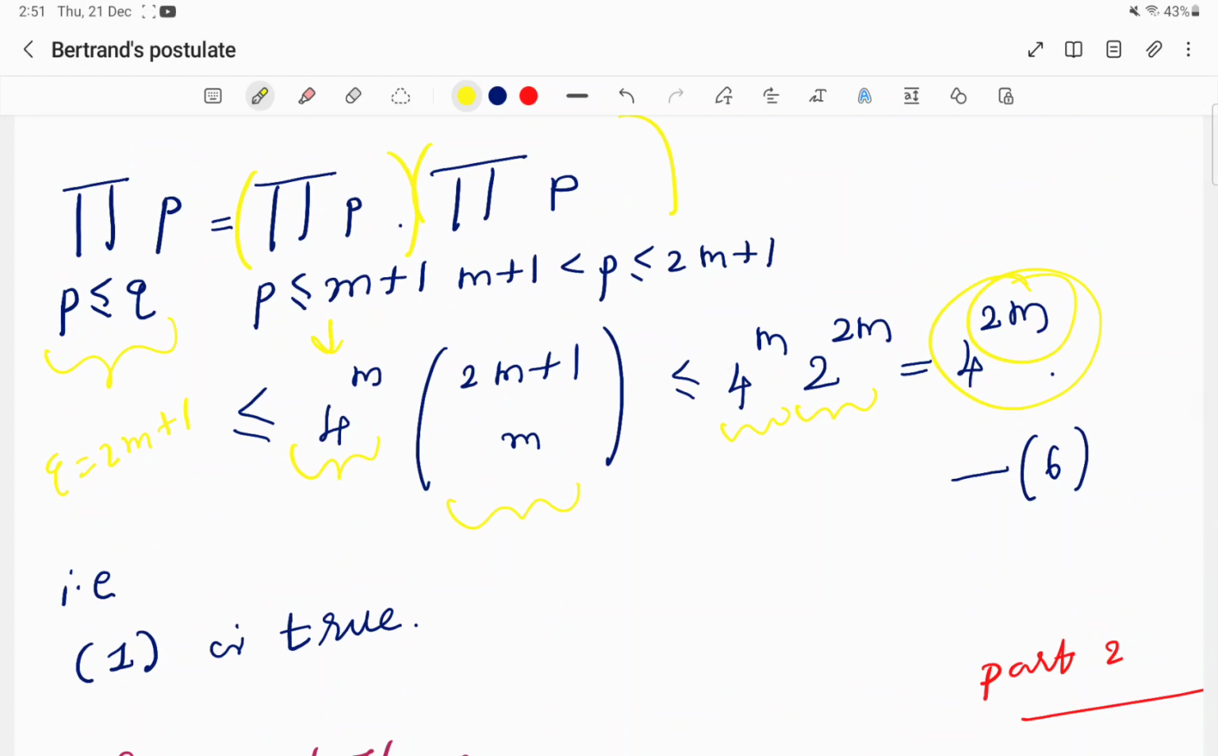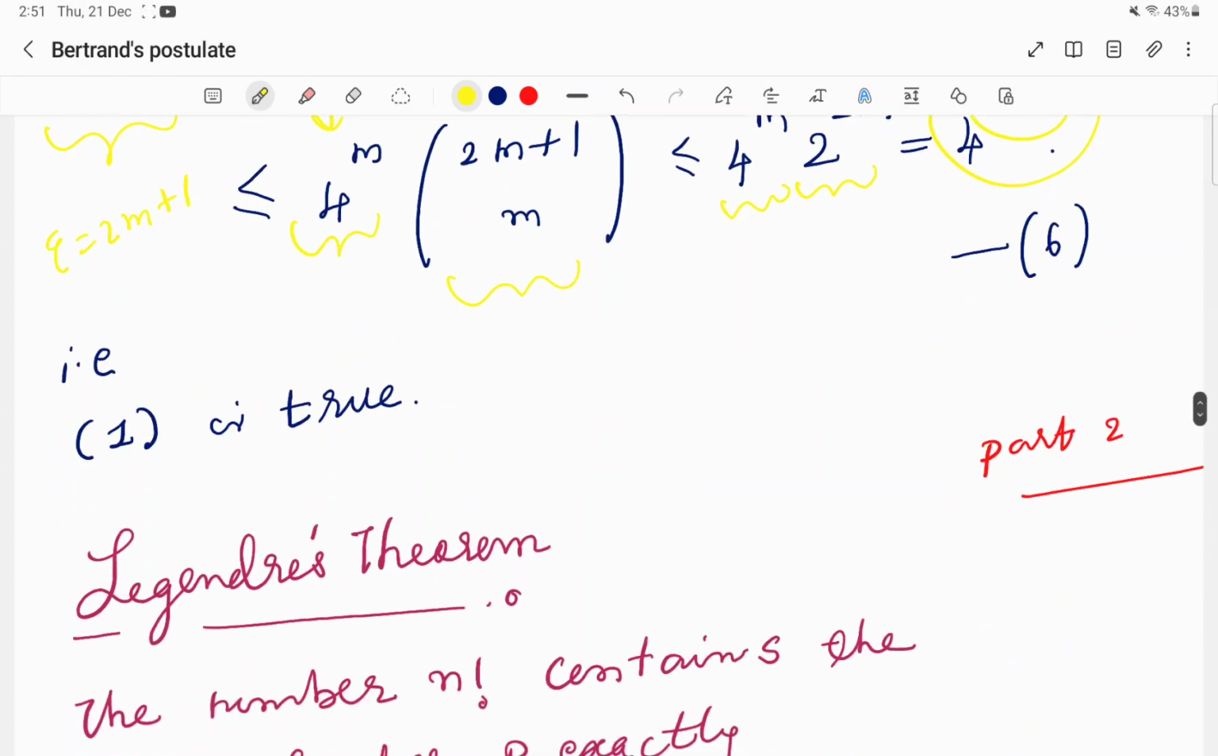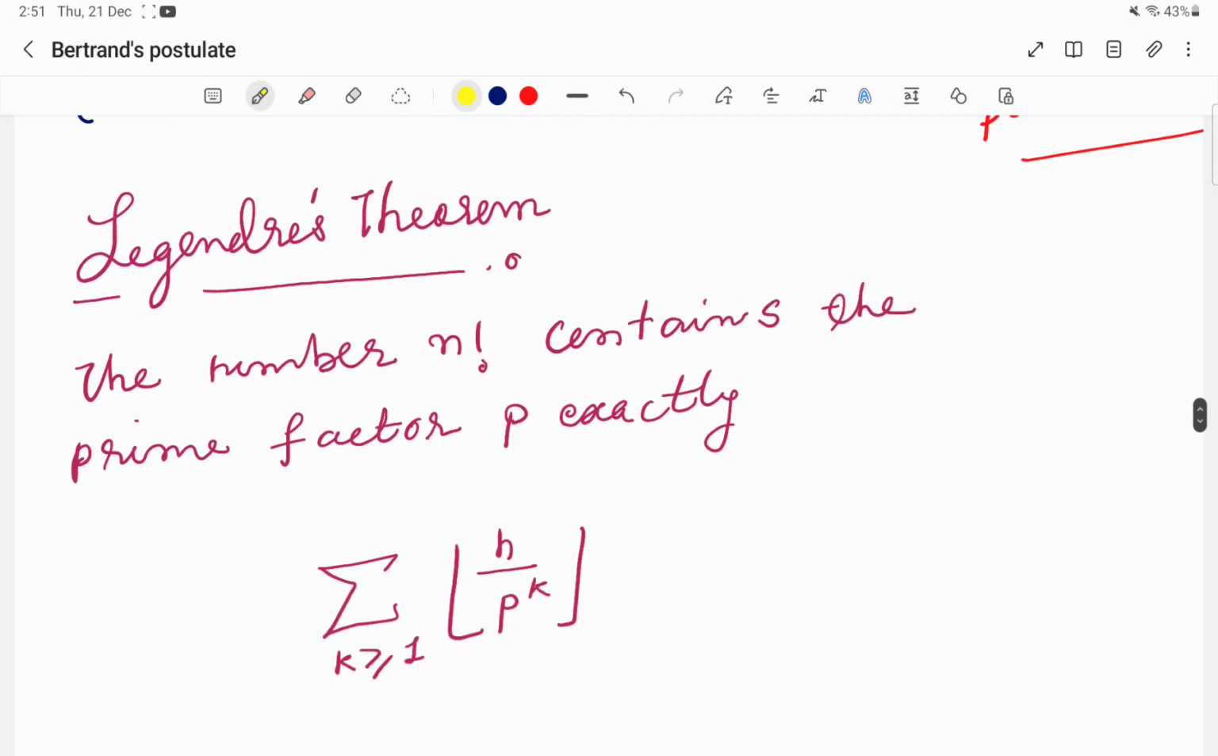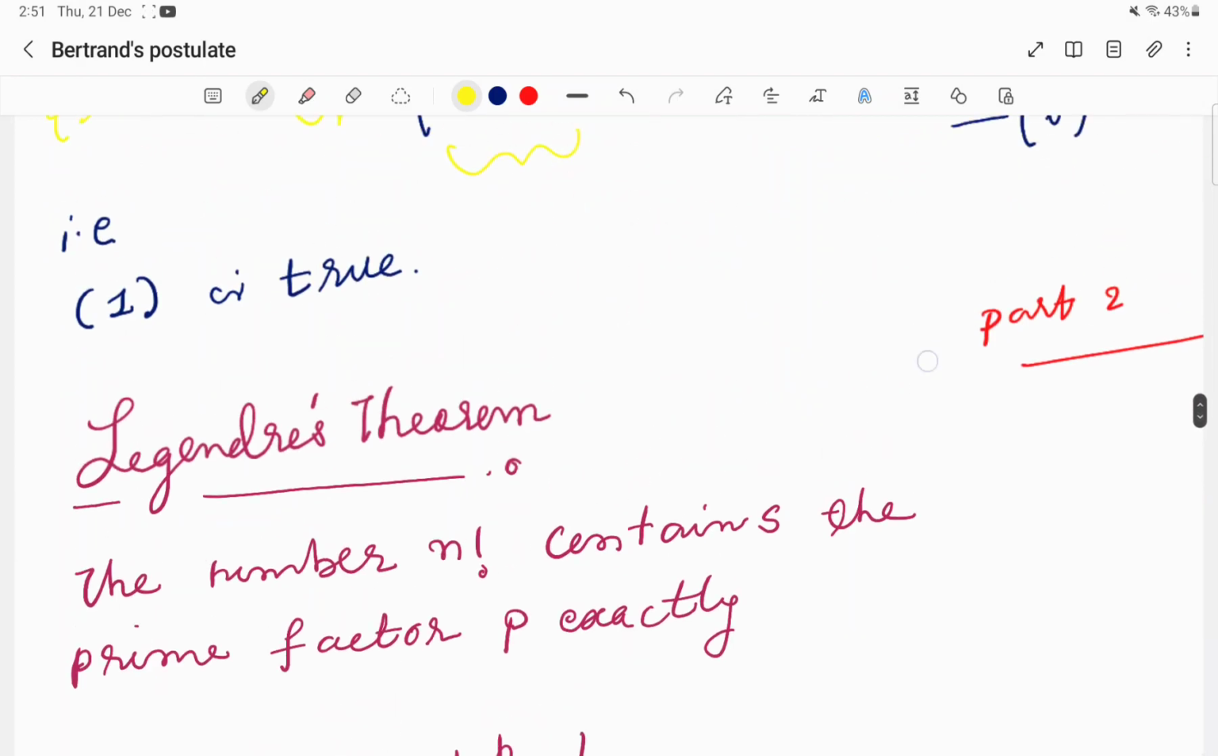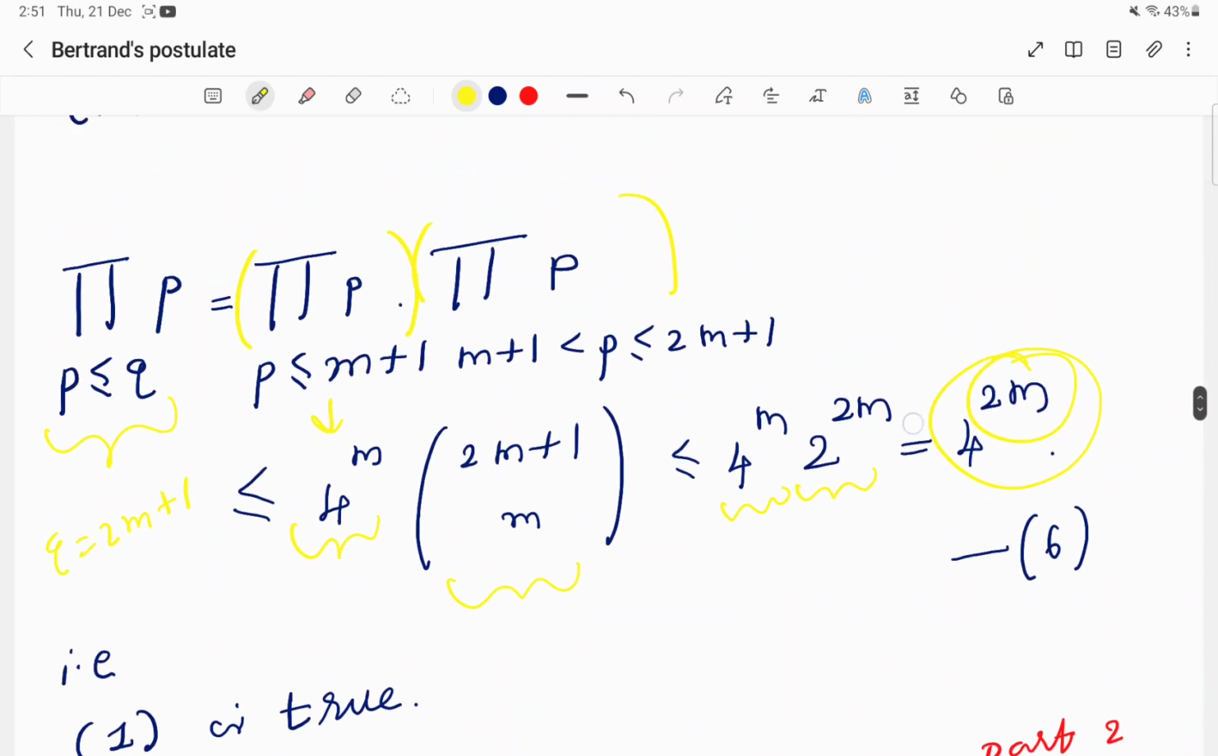So that is what we want, the second step in proving Bertrand's postulate. Yeah, that's part 2. Next we need the idea of Legendre's theorem, which is in fact counting prime factors in n factorial: how many times p appears, the largest power of p in n factorial. We will go for a proof and all. So this is the idea.